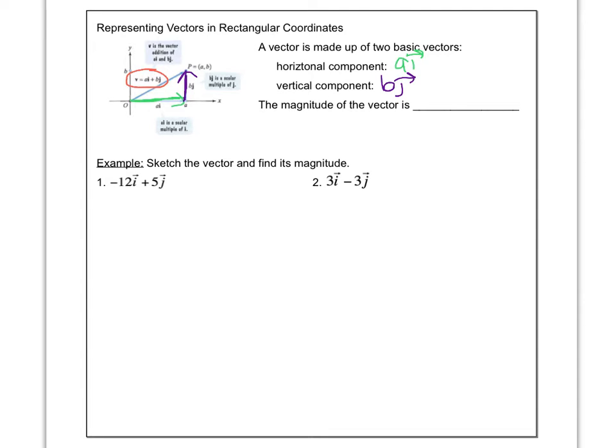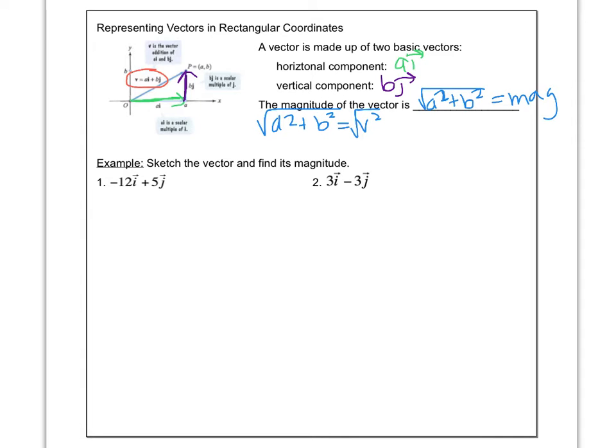To find the magnitude, the magnitude is the length of that segment. If you think of that as a right triangle, you just have to do what? Hopefully you're saying Pythagorean theorem. It's just going to be a squared plus b squared equals, we're going to call it v squared for the vector. So to solve for the vector, you would take the square root. This is going to be our formula for magnitude. It's the square root of a squared plus b squared. So that's how you find the magnitude.